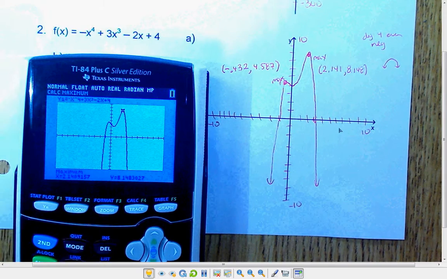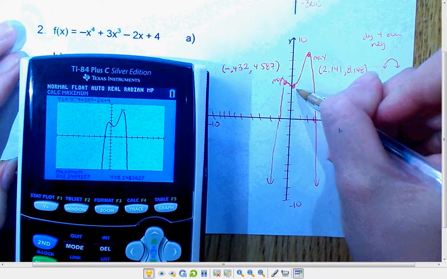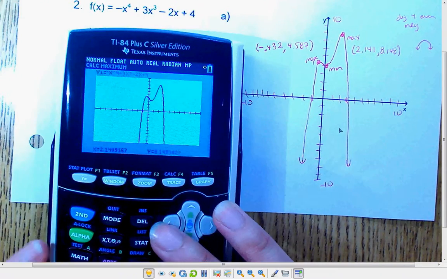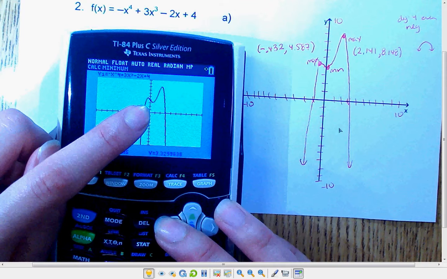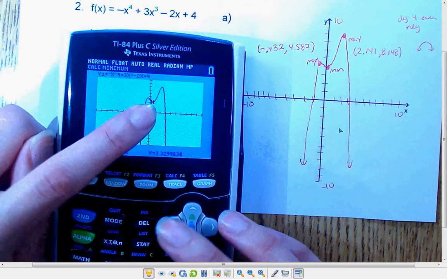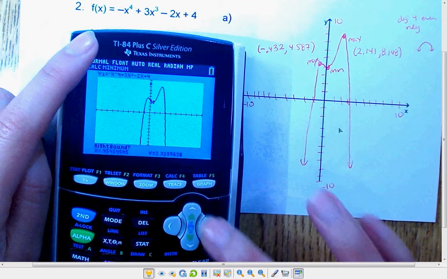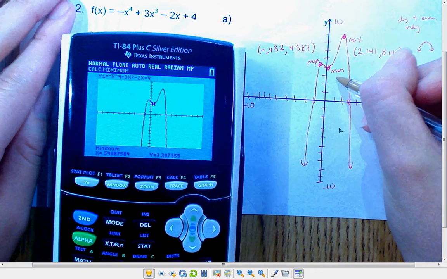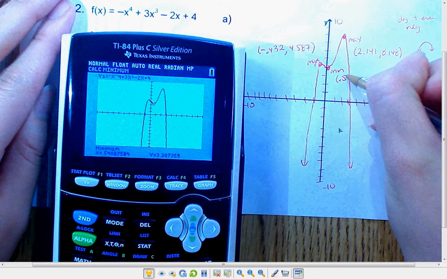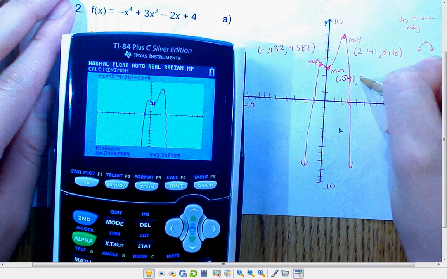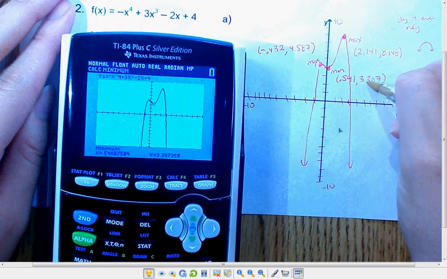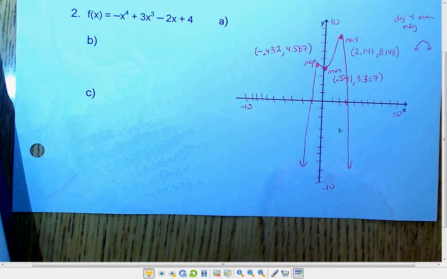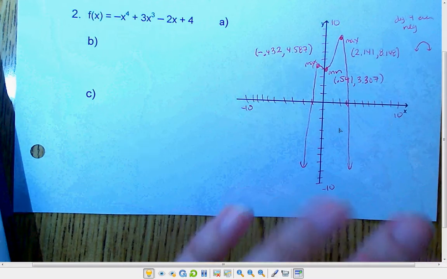And we do also have a minimum here. Our minimum is this one down here, bottom of a valley, right? So second calc, we're going to go to number 3 now. And so down here's your minimum. So here's the point I'm looking for. Slightly to the left of this point, enter. Slightly to the right of this point, enter. Press enter again. And we find our minimum is 0.541, 3.307. So here are my important points, my maximum and my minimum.